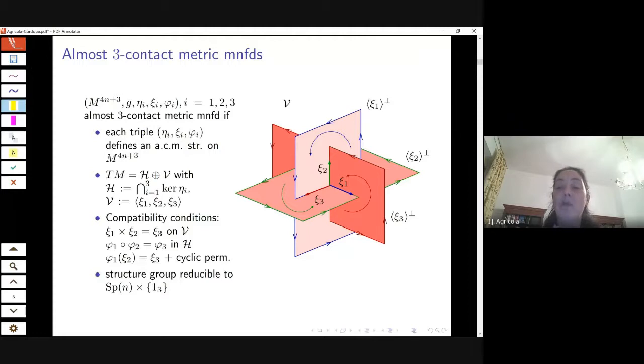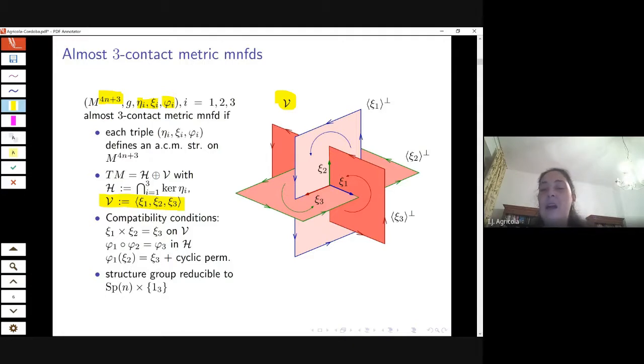Okay, now almost contact three-structure manifolds. As I said, this would be something of dimension 4n+3, which has to deal with three orthogonal almost contact structures. So we have the three 1-forms with dual vector fields and the corresponding almost complex structures. And the idea is, what I'm drawing here is the vertical space. The vertical space is just what is spanned by these three vector fields, xi1, xi2, xi3. The horizontal space is everything else, which is not drawn on this picture.